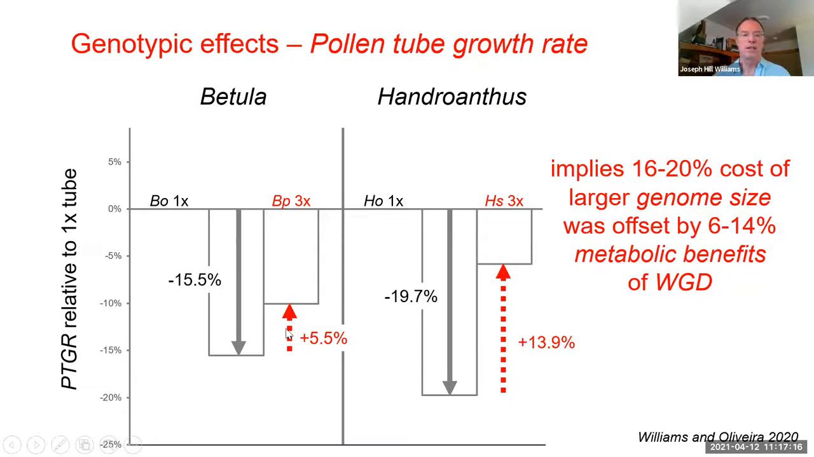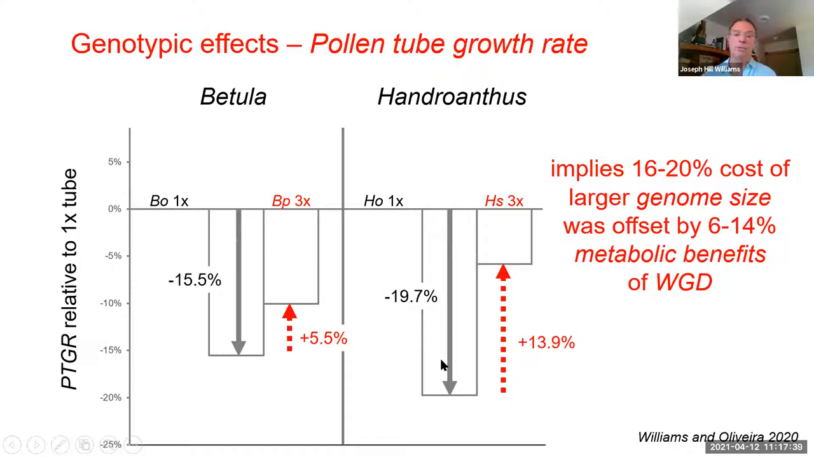The reason is that the difference between the predicted and the actual is a positive effect on pollen tube growth rate. And the only thing we could think of that would have a positive effect would be metabolic benefits of whole genome duplication. So you could think of this as the genotypic effect of whole genome duplication.